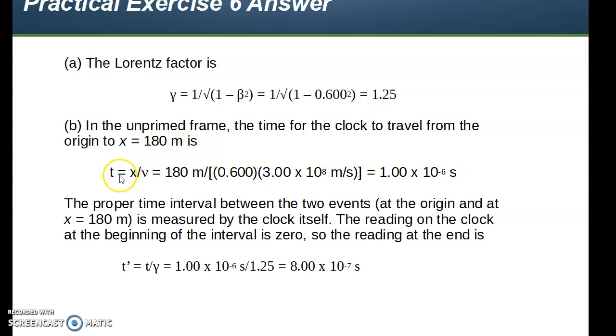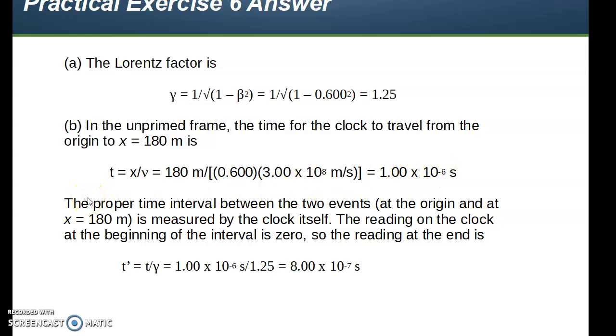In the unprimed frame, the time for the clock to travel 180 meters is, okay, t equals x over the speed V. So it's 180 meters divided by 0.6 times 3.0 times 10 to the 8th meters per second. Okay, that works out to 1.00 times 10 to the minus 6 seconds.